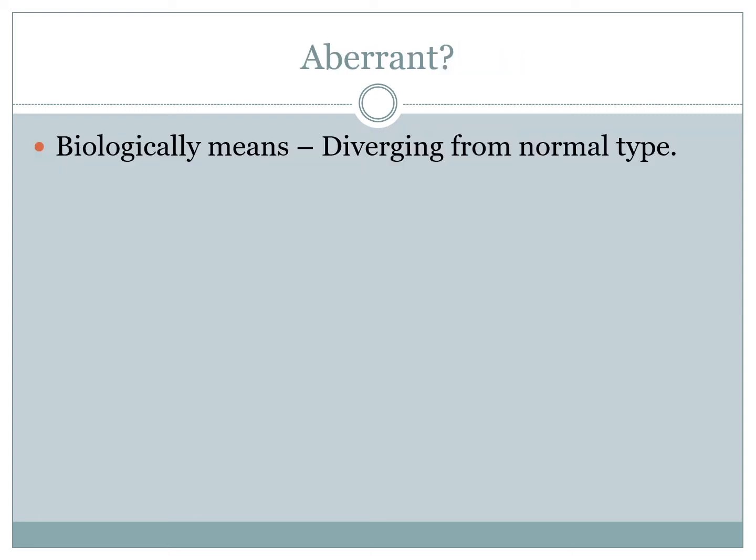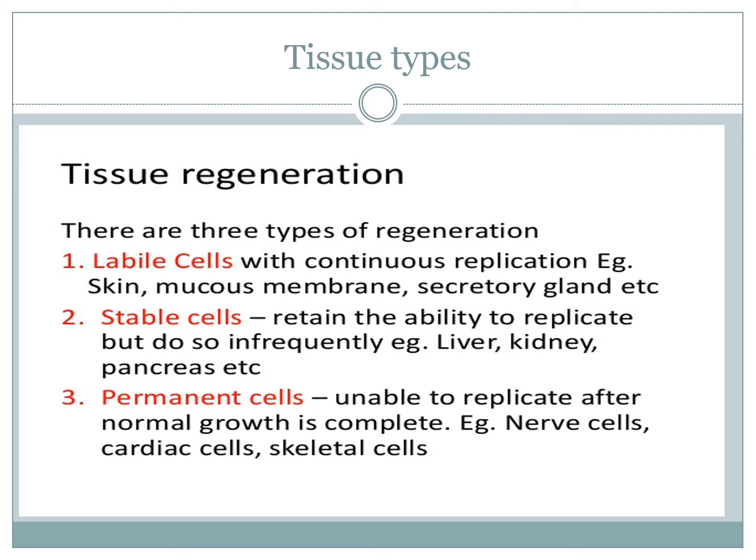Well, aberrant is just a term that, when you're dealing biologically, means a diversion or a diverging from the normal type. And what we're talking about here is normal tissue type. So looking into it a little bit closer, tissue types can be defined in 3 categories. And if anyone's done any cellular study before, they're the same categories that are used for cells.